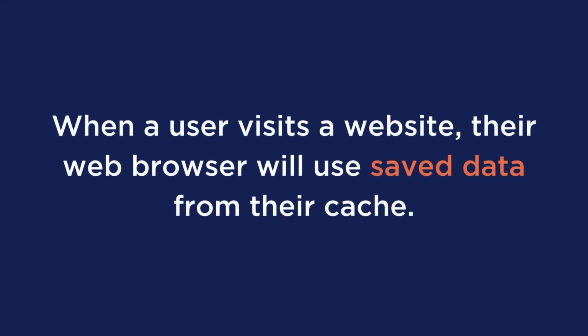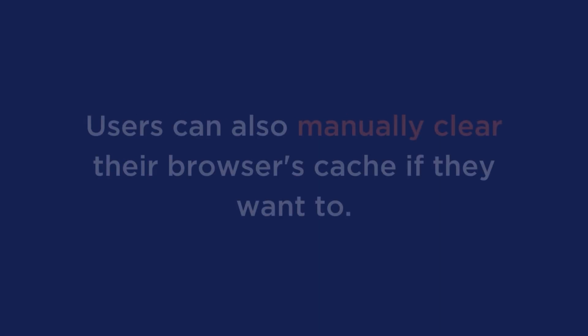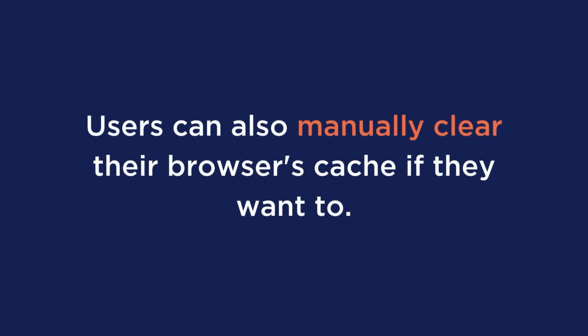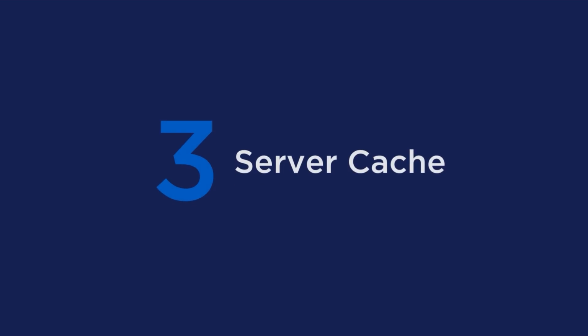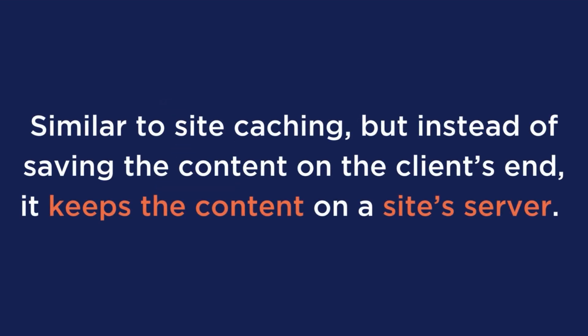So it ultimately comes down to this. When a user visits the site, their web browser will use the saved data from their cache to quickly load the website. This saved data is temporary and will be deleted after a certain amount of time or when the cache is full. Users can also manually clear the browser's cache if they want to. And the third most common type is server cache. Server caching is also similar to site caching, but instead of saving the content on the client's end, it keeps the content on a site's server.